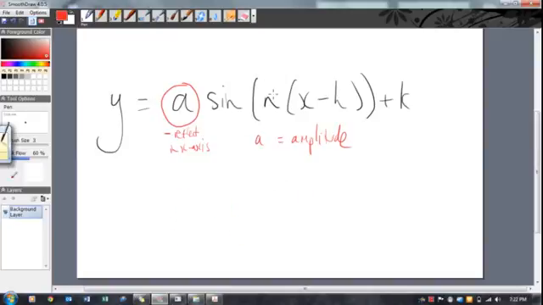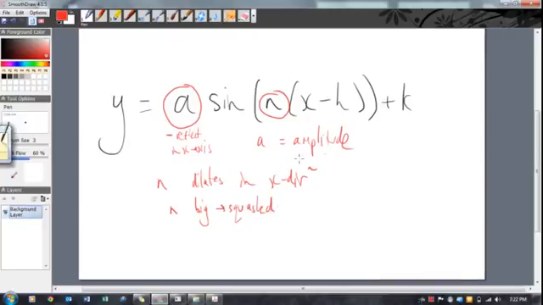Let's have a look at this value n. What does n do? n dilates in the x direction. So if n is big, then it gets squashed. It squashes up the graph of sine x. In other words, you get that sort of thing going on. If n is small, then you get expanded, like long, like that. So that's what the value of n does to the x direction.